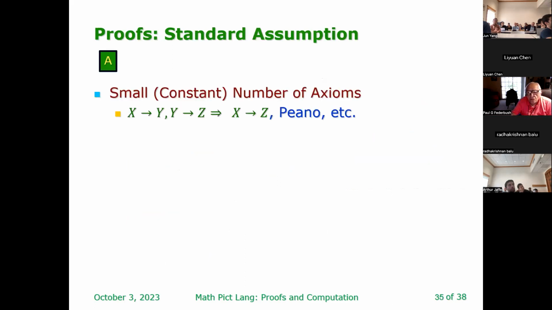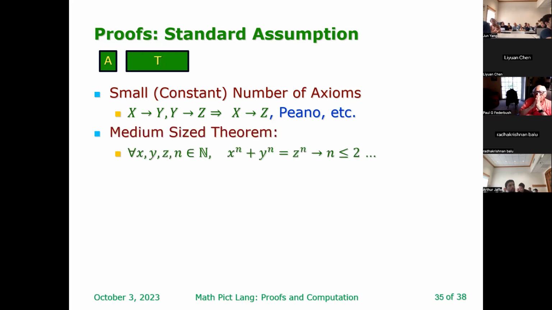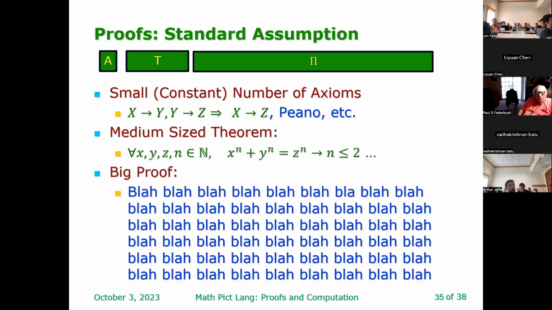Why is this so rare? Because the notion that a proof is somehow written down and gives you the whole thing almost never really happens. The general assumption in proofs is there is some small collection of axioms, and then you have some small theorem, maybe a medium-sized theorem, and then the proof is very large. If this is the case, then we would be very happy to use PCPs to save you from reading all of this.